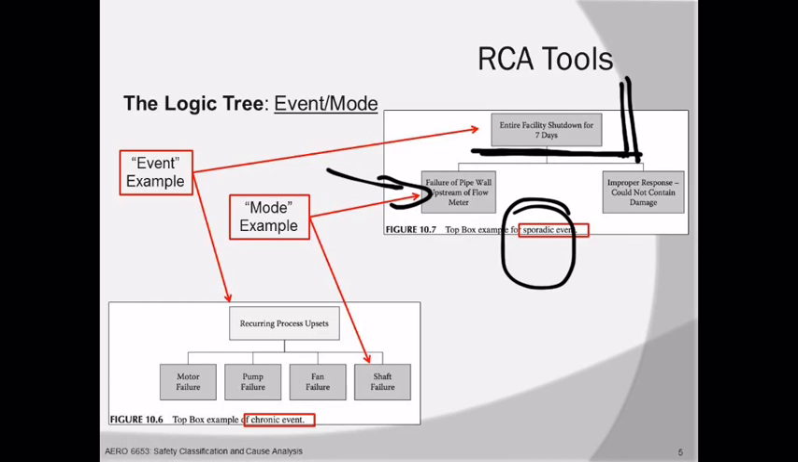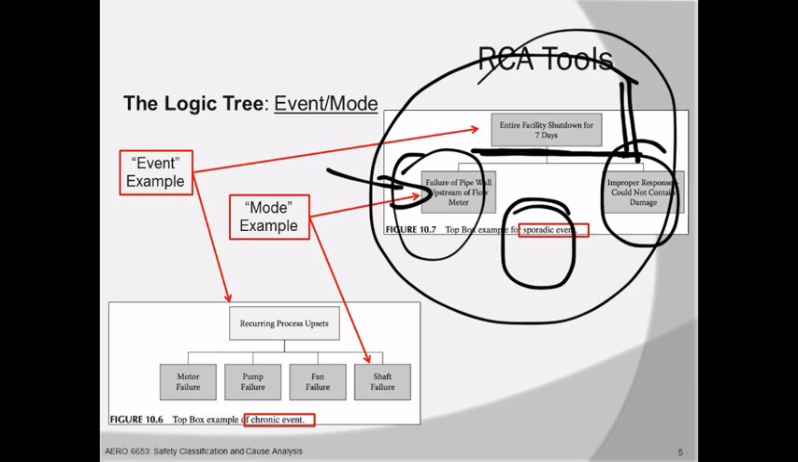So what triggered the event? A couple things triggered it. Failure of the pipe wall upstream of the flow meter. Another mode that contributed to the severity of the event was improper response. Those are all factual. All three of those items, the top event and the two modes, are all factual occurrences, and they would be in the top box for a sporadic event.